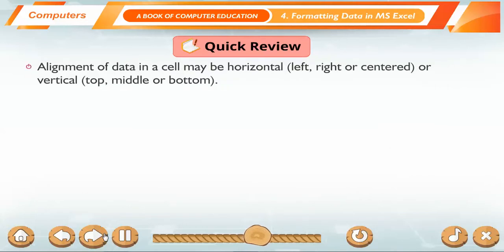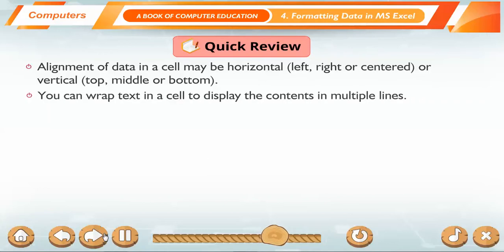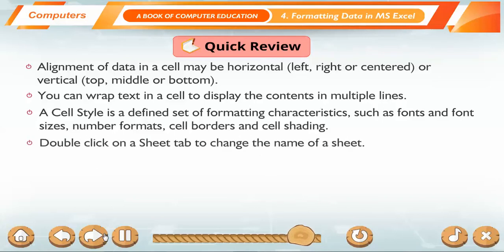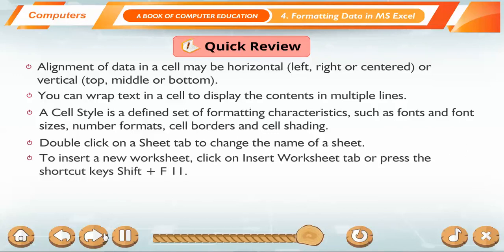Alignment of data in a cell may be horizontal, left, right or centered, or vertical, top, middle or bottom. You can wrap text in a cell to display the contents in multiple lines. A cell style is a defined set of formatting characteristics such as font and font sizes, number formats, cell borders and cell shading. Double-click on a Sheet tab to change the name of a sheet. To insert a new worksheet, click on Insert Worksheet tab or press the shortcut keys Shift plus F11.